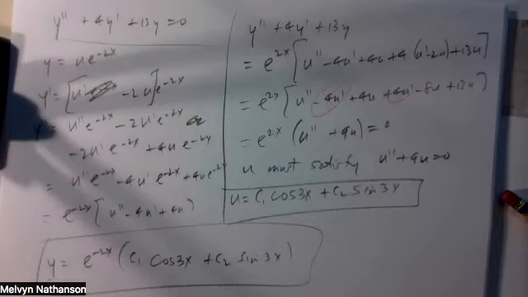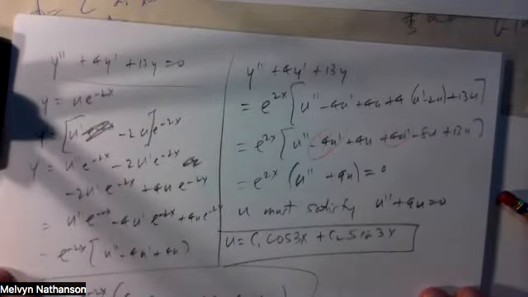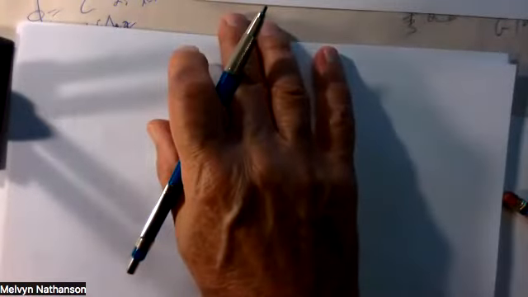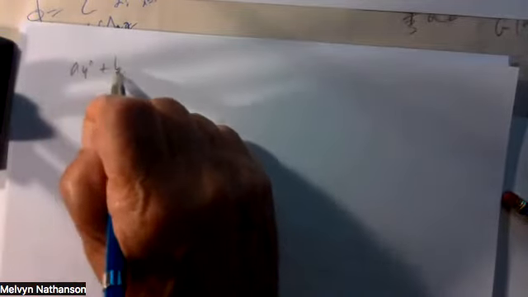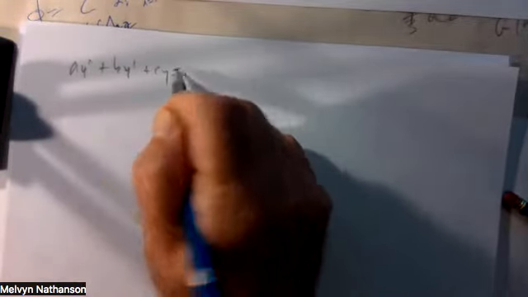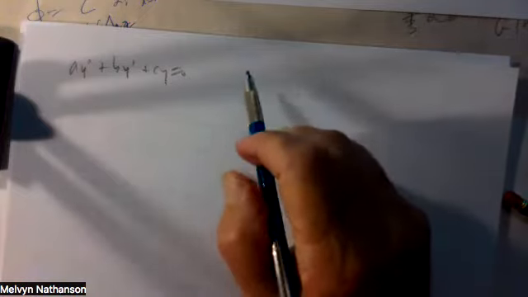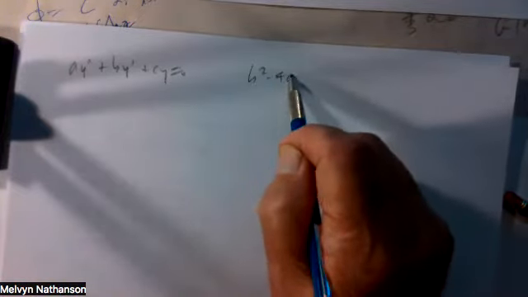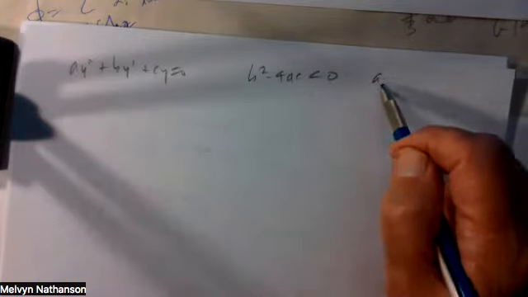So let's look at now the general solution of the equation with a negative discriminant. So we have ay double prime plus by prime plus cy equals 0, and b squared minus 4ac is negative. So remember, we're looking at ar squared plus br plus c equals 0.